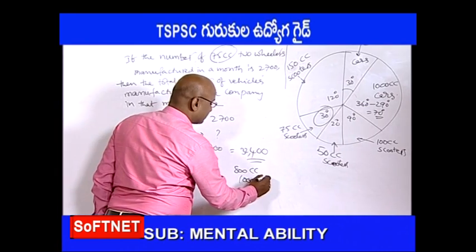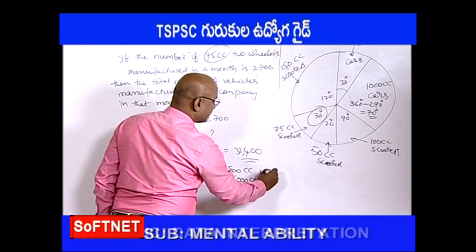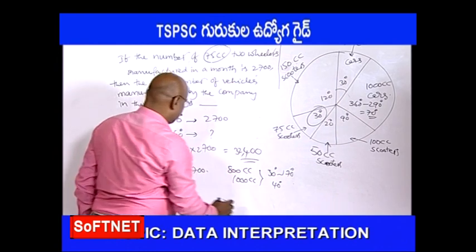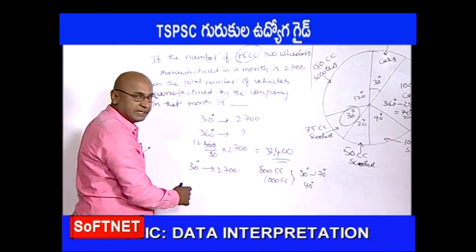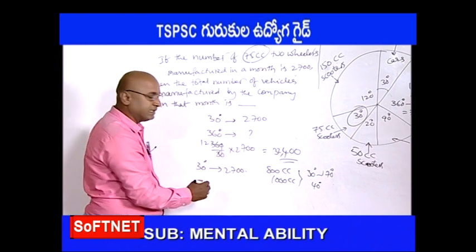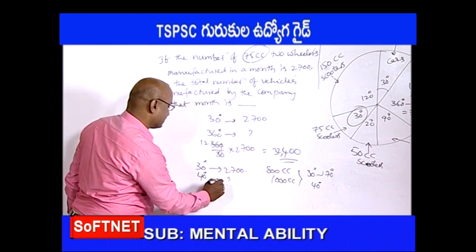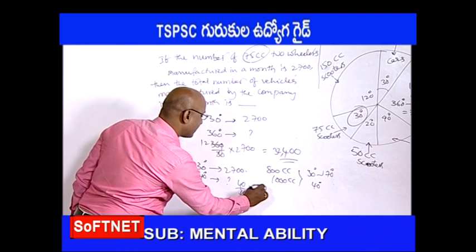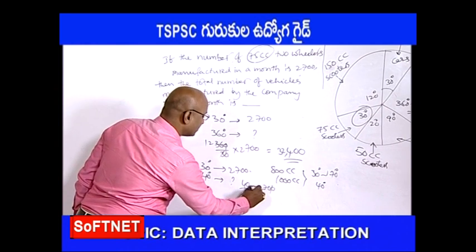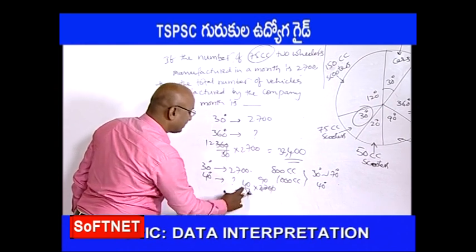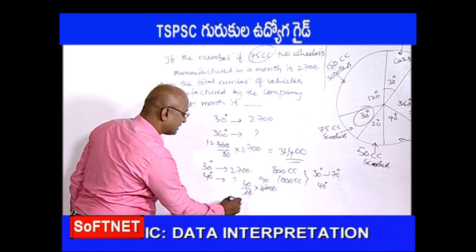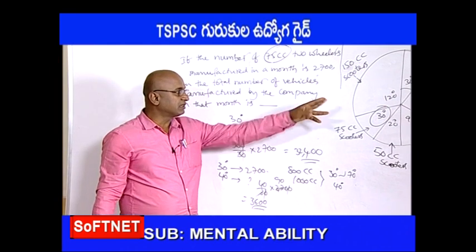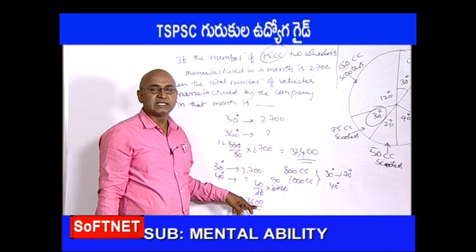The difference is like this. What is the difference? 30 degrees and 70 degrees. So the difference is 40 degrees. Now, if 30 degrees is equal to 2700, then what is the value of 40 degrees? So the value will be like this. 40 by 30 into 2700. 0, 0. 3 ones, 3 nines are 27, 0. 40 into 90, 4 nines are 36, 2 zeros are. So the difference between the 800 cc cars and 1000 cc cars will be 3600.